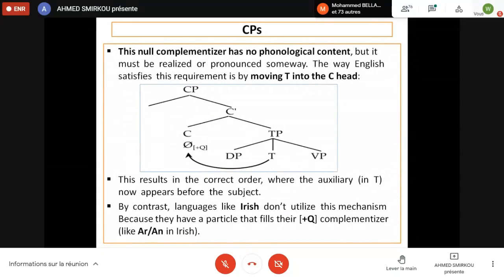So, to summarize, languages that have a null complementizer in questions, which is null here, there must be the movement of T to C. Languages that already have a complementizer, it is realized there, such as Irish, you simply write it here. Any question? Anything which is not clear?